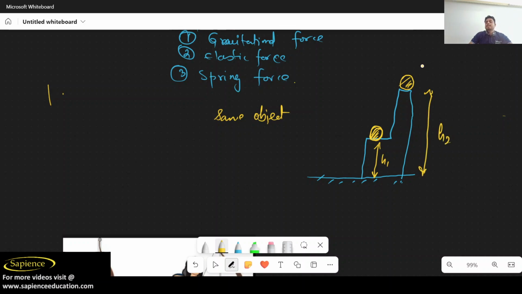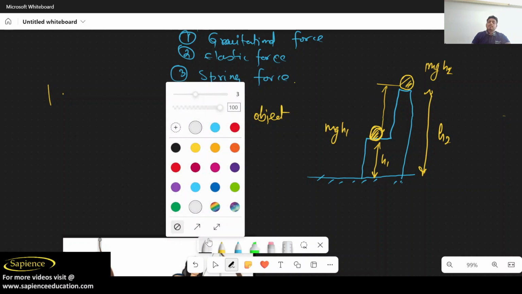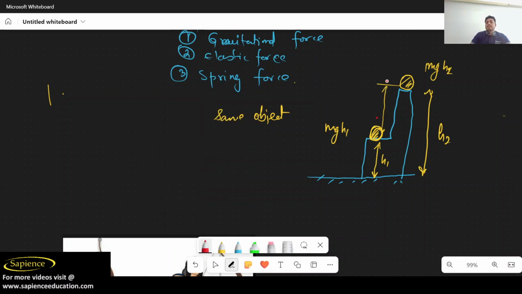So potential energy can be mg h2 here, and here we can write mg h1. While moving from this height to this height, we have to do work against the conservative force. Which type of conservative force am I talking about? For example, when you take this object to a height h2, gravitational force will work against its motion.